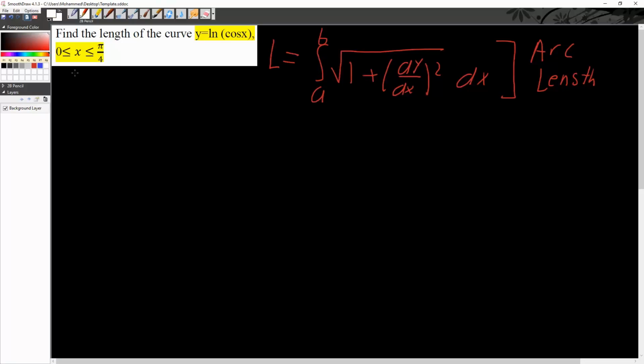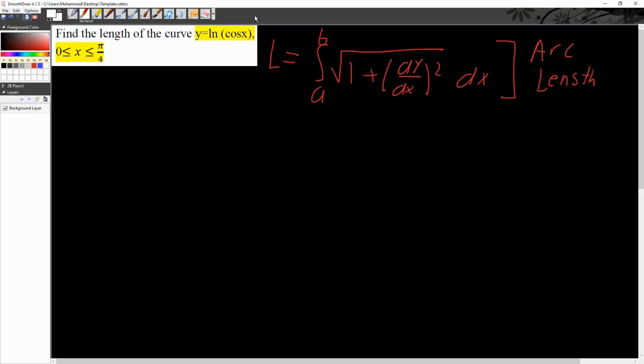Okay, in this question we want to find the length of the curve y equals ln(cosine x), where x is between 0 and pi/4. The formula for arc length is as follows. We have the integral from a to b, where a is your lower bound and b is your upper bound, of the square root of 1 plus the derivative of y squared, in terms of dx. So let's get started.